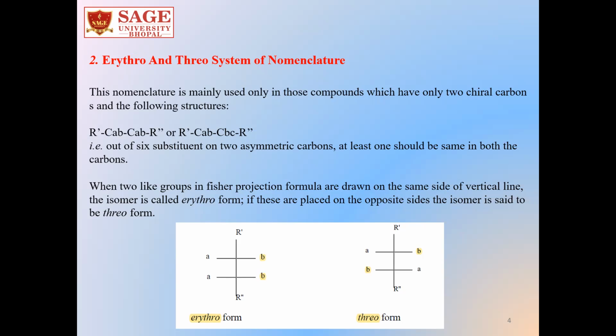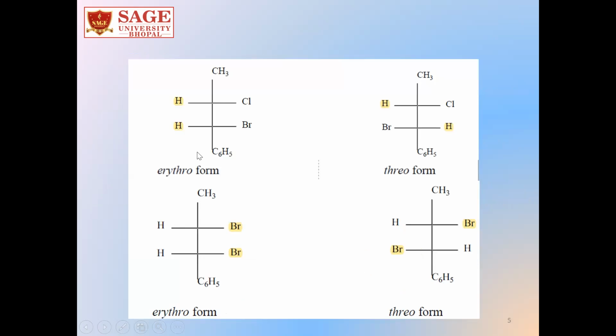So when two like groups in the Fischer projection formula are drawn on the same side of the vertical line, the isomer is called erythro form. If these are placed on opposite sides, then it is said to be threo form. So like here, in the first compound, both the B groups are on the same side. So this is erythro. In the second compound, both the B are on the opposite side of the vertical line. So this is threo form.